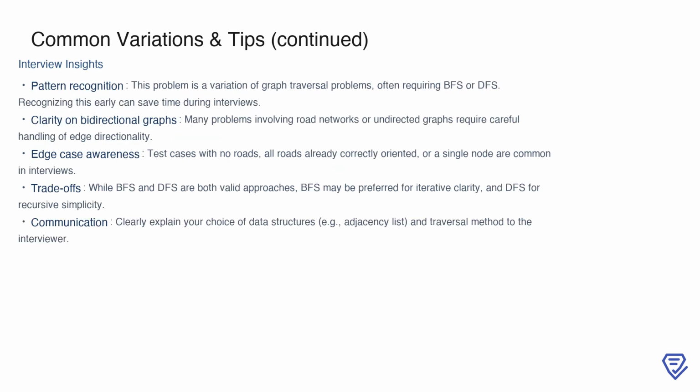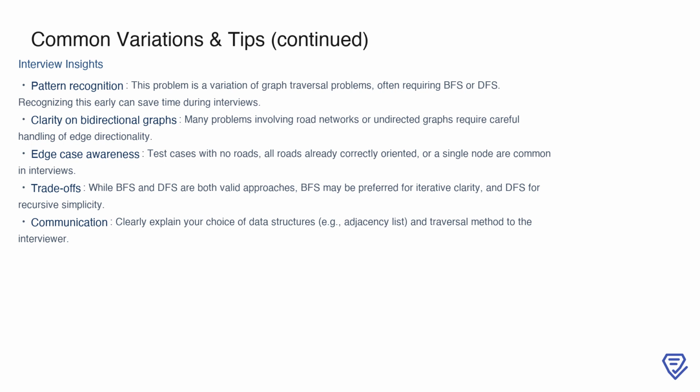From an interview perspective, this problem offers valuable insights. It aligns closely with classic graph traversal problems, so recognizing that BFS or DFS is typically required can help you save time. Road networks often involve bidirectional graphs, so being clear about edge directionality is essential for solving these types of questions. Interviewers also like to test your awareness of edge cases, such as scenarios with no roads, all roads already correctly oriented, or a graph with a single node.